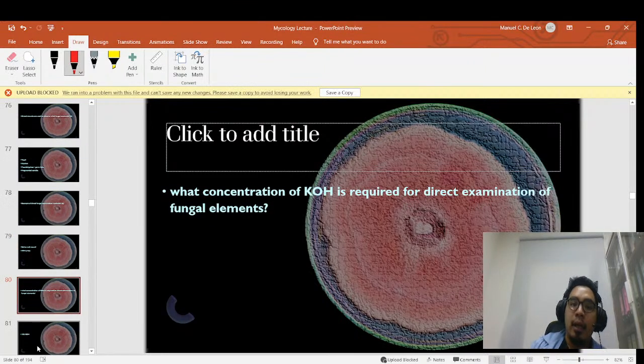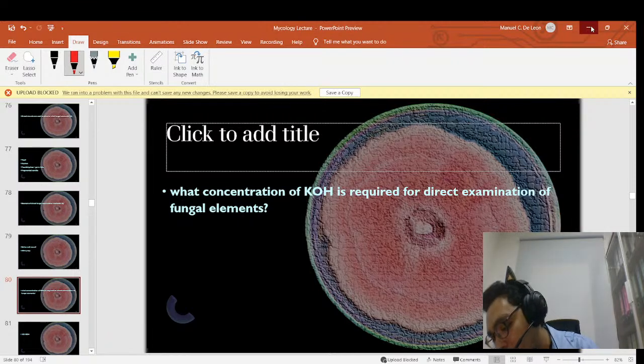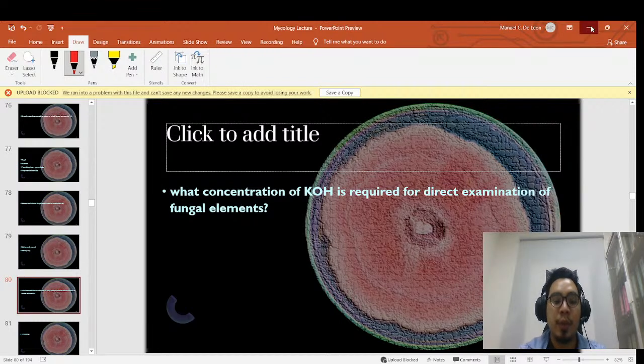And another question associated with these two is the concentration of KOH that is required for the direct examination of fungal elements. So I'm going to give you guys a couple of choices on the chat box just for you to select. This is actually one of my questions from before because this is an example of the questions that you might encounter in the board exam. So, what percentage? A, 10%. Ay, somebody already answered. B, 20%. C, 30%. D, pure potassium hydroxide.